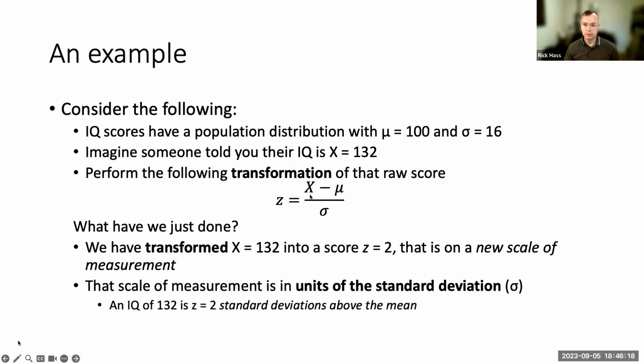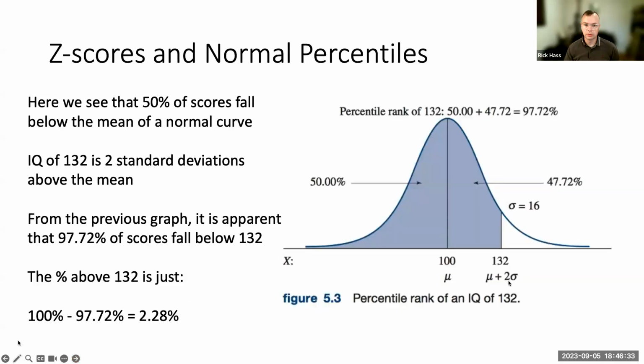So it equals 2 because 132 minus 100 is 32. 32 divided by 16 is 2. Okay. That an IQ is 2 sigma units above the mean. Okay? That's what a positive z-score means. Okay.